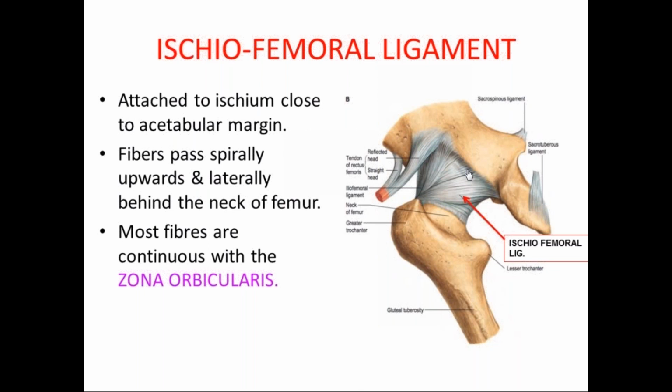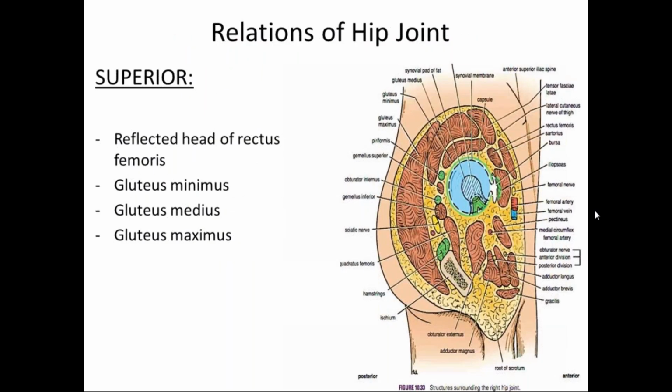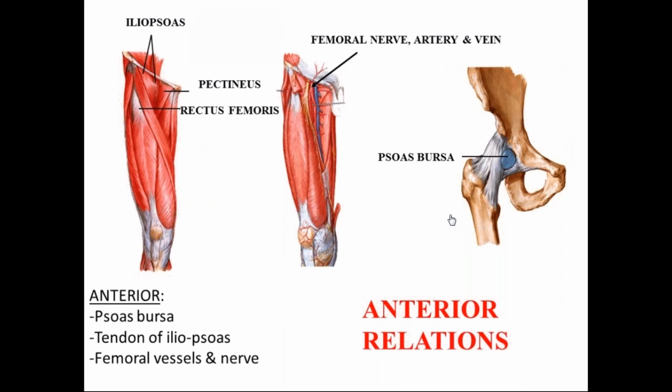Now we'll be dealing with relations of the hip joint. Superiorly, hip joint is related to the reflected head of rectus femoris, covered by gluteus minimus, gluteus medius, and partly by gluteus maximus. In the anterior relation of the hip joint, we have muscles, the pectineus, the rectus femoris, and the iliopsoas. Also, the tendon of iliopsoas is separated from the joint by a bursa, that is the psoas bursa. We also have femoral artery, vein, and femoral nerve lying in the anterior relation of the hip joint.